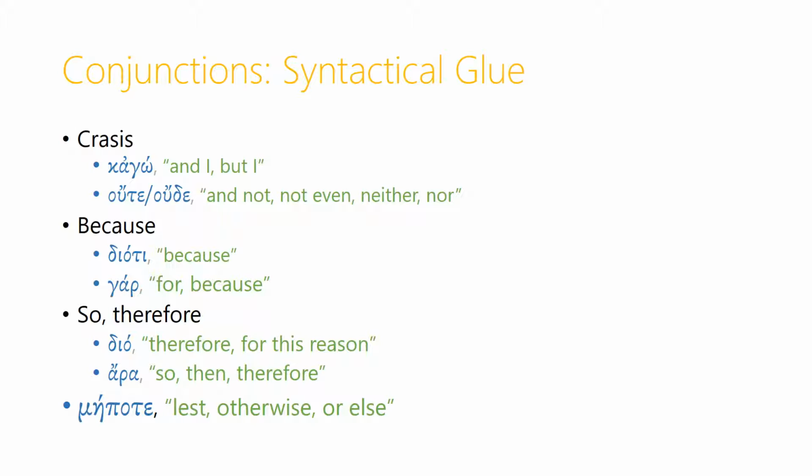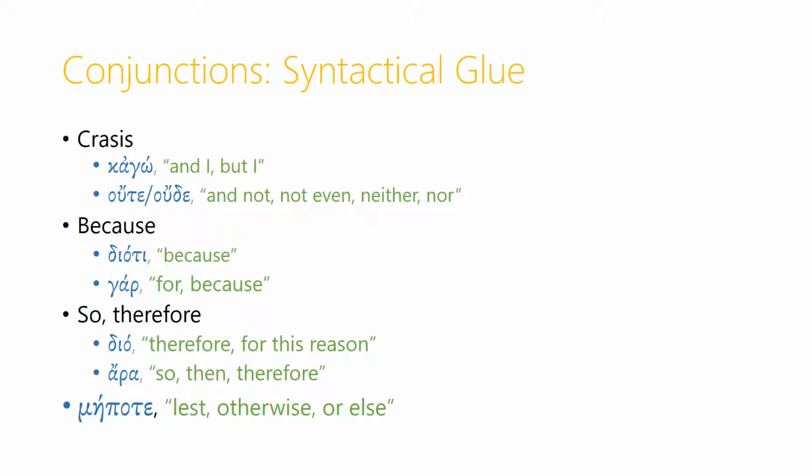Gar is interesting because, like de, it's postpositive. That means you'll never find it as the first word of a clause. It's always the second word. So you've got to remember that even though it's the second word in the clause, it's the conjunction holding that clause together with what came before.